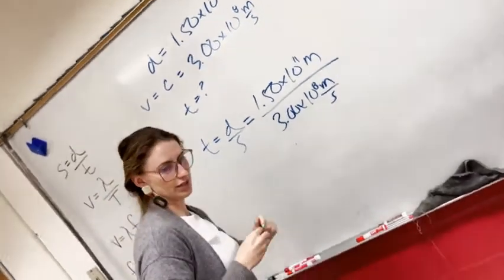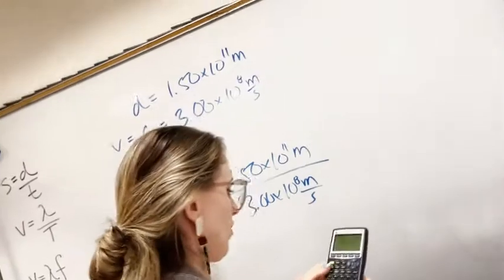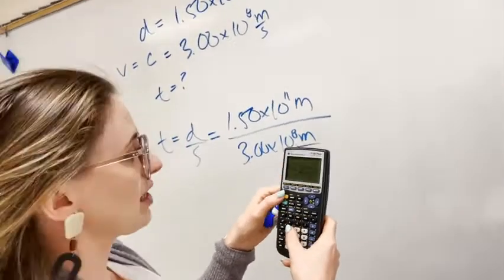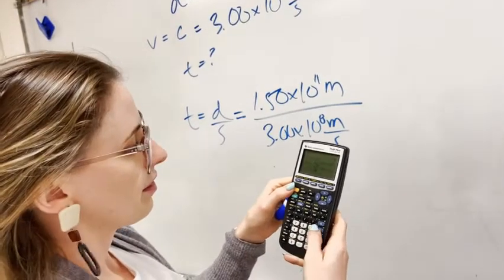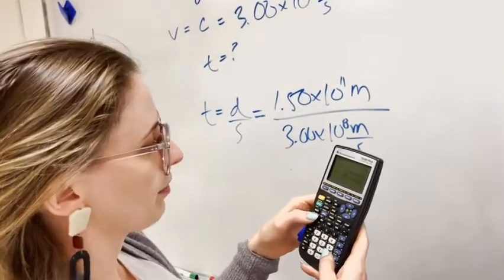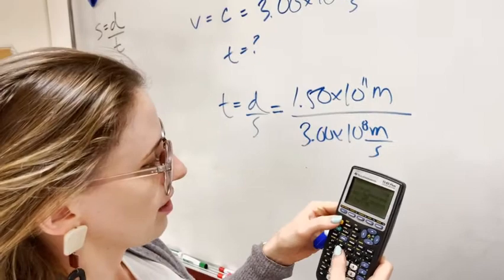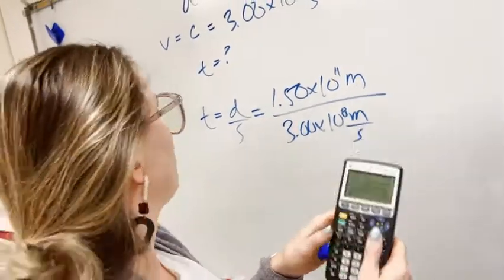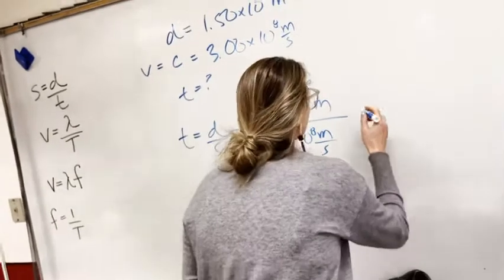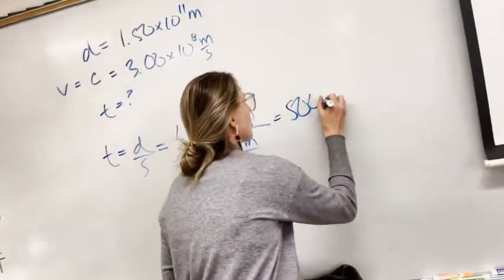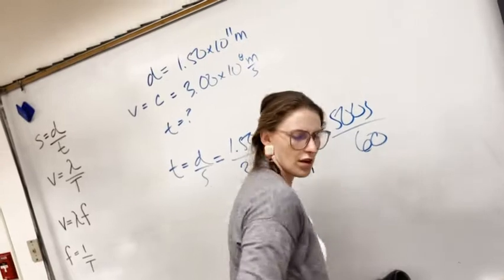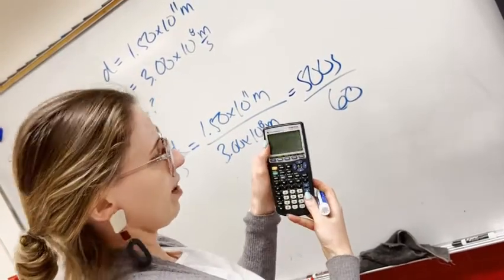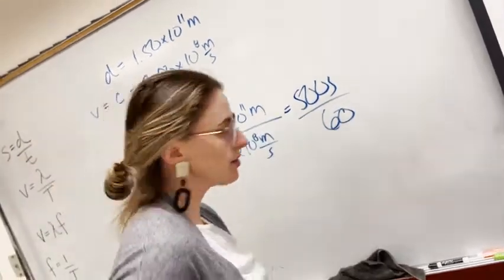I can just plug this in, scientific notation. 1.5 e to the 11th divided by 3 e to the 8th. And I get 500 seconds. Divide that by 60. How many minutes is that? If I divide it by 60, I get about 8 minutes.